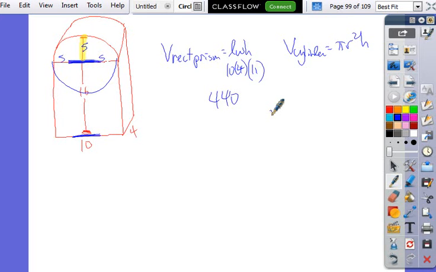But this 440 now is just for the bottom, just for the rectangular prism. I've still got to do the cylinder part. Well, that's pi, 5 squared. Where's the 5 coming from? I just said what the radius was, half of the diameter, which was 10. All right, now, what is the height of the cylinder?